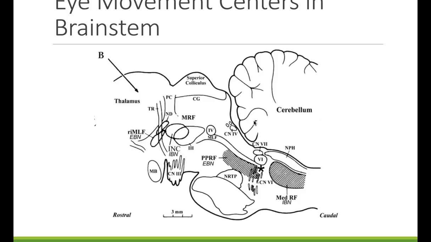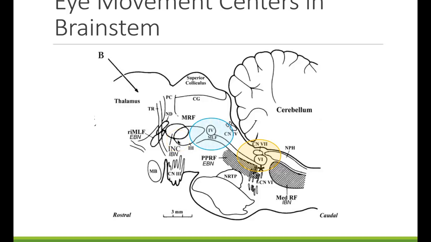In the brainstem, there is a horizontal and a vertical gaze center. In general, the horizontal eye centers are located in the pons and are centered around the sixth nerve nucleus. In the sixth nerve nucleus, there is the MLF that connects the sixth nerve nucleus up towards the third nerve nucleus, which is right here.